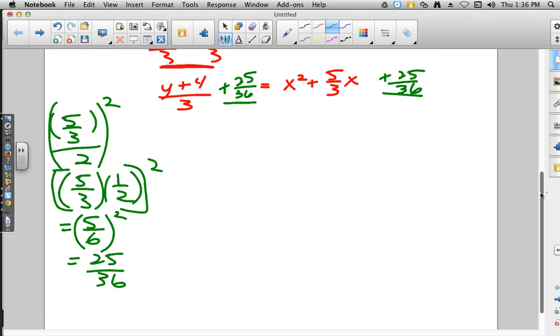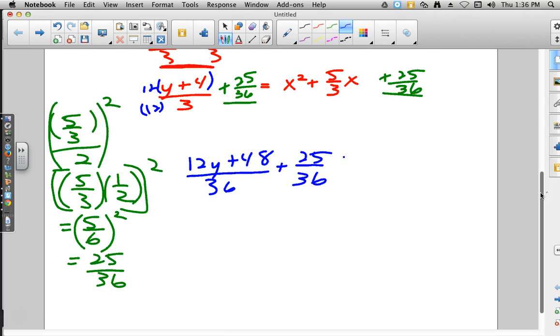Now again, on the left-hand side, it would be nice if we could go ahead and put these things together. So I see that my denominator is now going to be 36, and I recognize this entire fraction will need to be multiplied by 12 on the top and the bottom. So that will give me 12y plus 48 over 36 plus 25 over 36 equals, and I now have my perfect square accomplished on this side. Because when I did my b over 2, I had 5/6 that was squared. And because everything on this side is going to be using addition, that'll be x plus 5/6 squared.